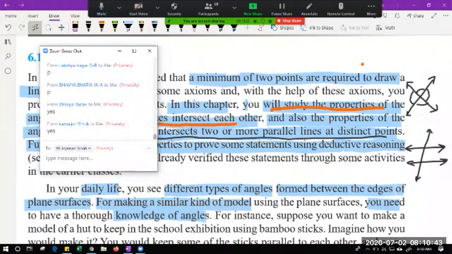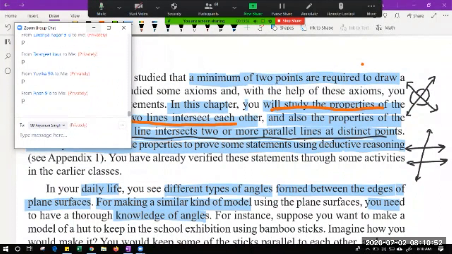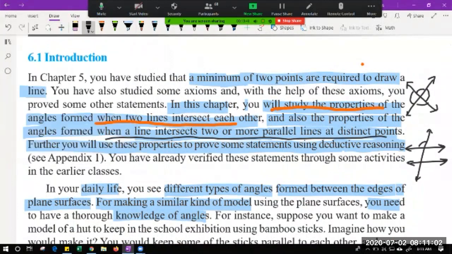So the first thing we study in this chapter is the properties of angles when lines intersect. The second thing is the properties of angles when two or more parallel lines are there and there is one transversal. In this case, the angles formed are these. We all know these angles. Let me make it a little larger for you.